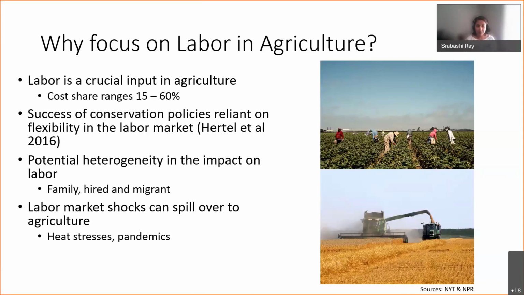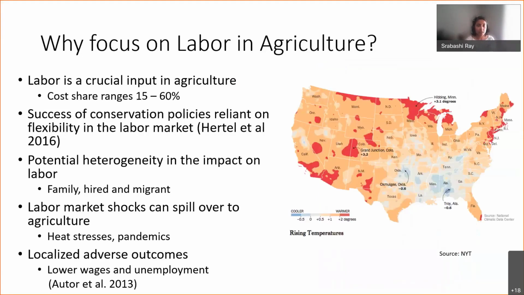Of course, while agriculture and conservation policies can impact labor, market shocks, such as reduced labor availability, for example, due to the ongoing pandemic, can also spill over into agriculture. And in order to better understand that, we need to better understand the interaction between labor markets and agriculture. Labor market shocks and agricultural shocks can also be very localized and therefore lead to very localized adverse outcomes.